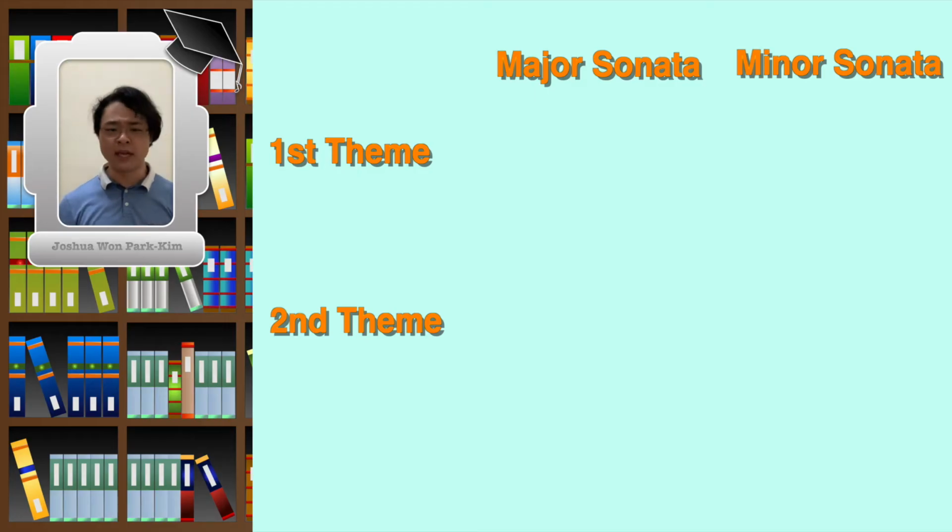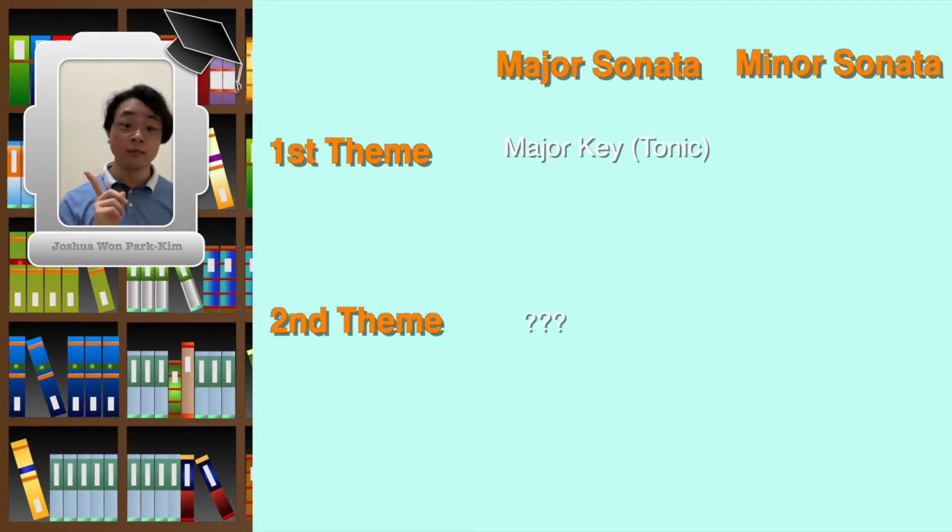When a sonata is in a major key, definitely the first theme is going to be in the major key. I mean, of course, it's basically common sense. But the problem is, the second theme is in a completely different key.